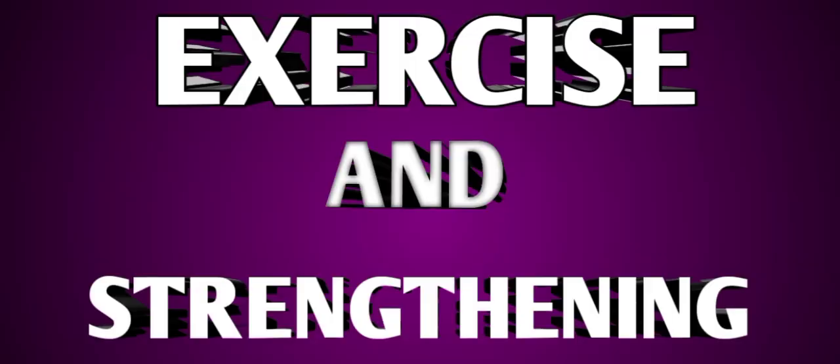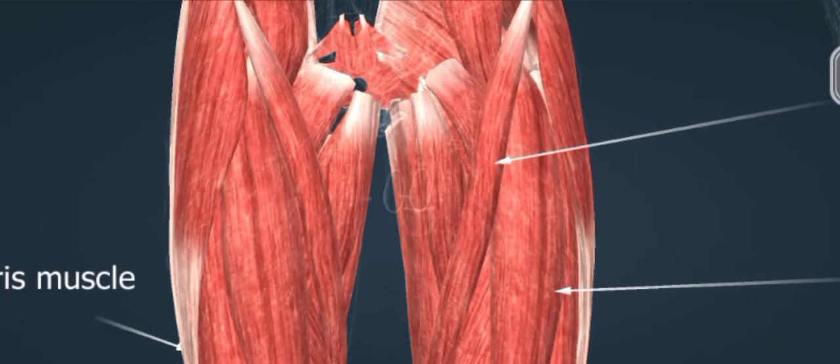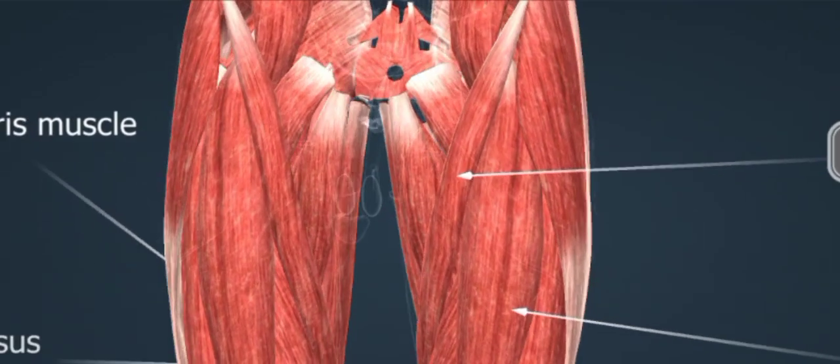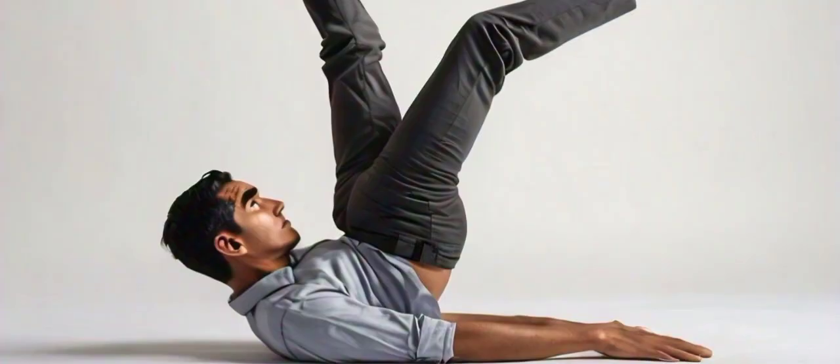Exercises to strengthen the sartorius. To strengthen the sartorius muscle, consider exercises such as leg raises: lying on your back and raising one leg while keeping it straight. Hip flexor stretches.